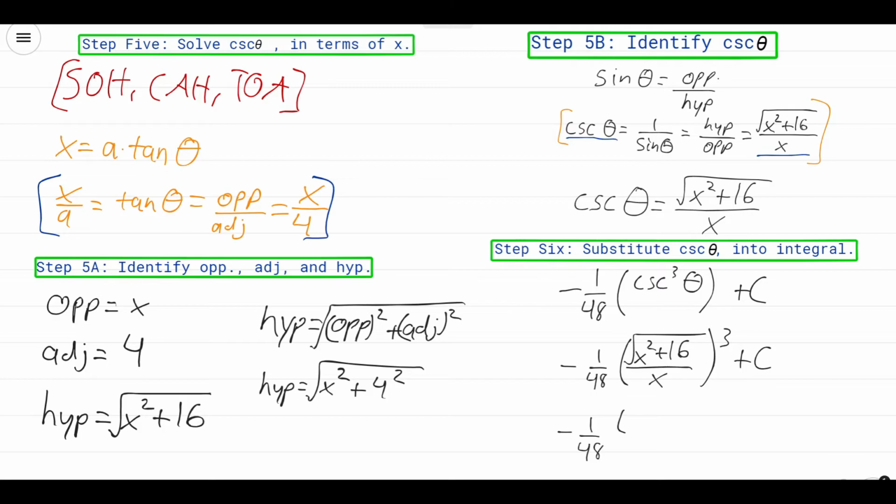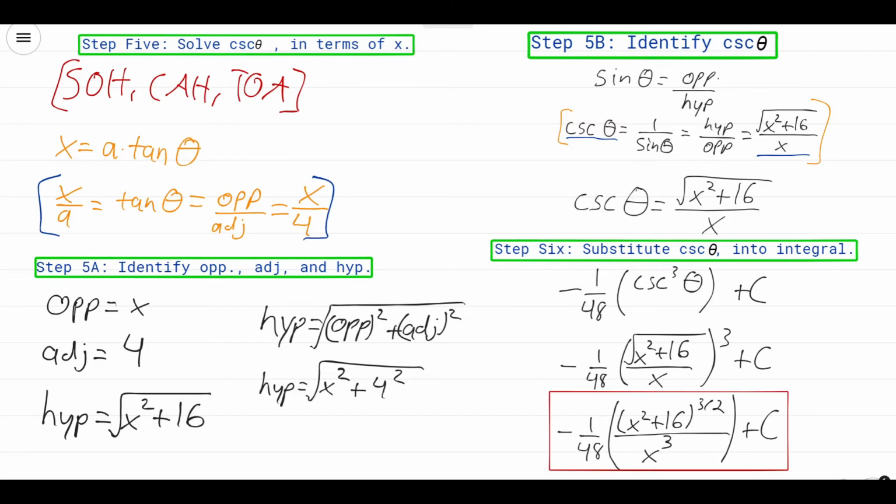Furthermore, we can simplify this to negative 1 over 48 times (x squared plus 16) raised to the 3/2, divided by x cubed. All I did was distribute the 3 power, plus c, and we can say that that's our final answer because it's in terms of x. So yeah, this problem is very long. Trig subs are very long problems, but I think they're very straightforward.